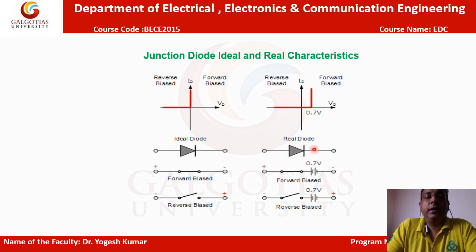This is the real diode. It will act as forward bias, but it also shows its inbuilt battery. For silicon it is 0.7 and for germanium it is 0.3. In the reverse bias, although it is an open switch, we will get a very small amount of current due to this internal barrier voltage, that is 0.7.